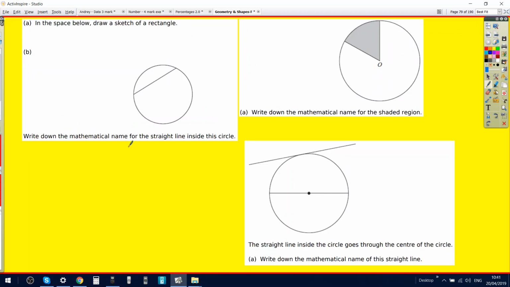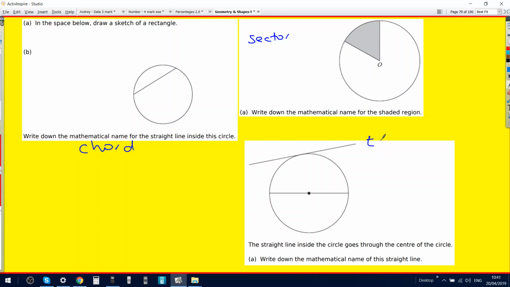Okay, how about these? Is that a chord? Yeah. Keep going. And then the top right, is that a sector? Yeah. And the straight line inside the circle goes. Is that the circumference? No, circumference is the middle. Is it tangent? So this is the tangent. That's not what they asked for though.